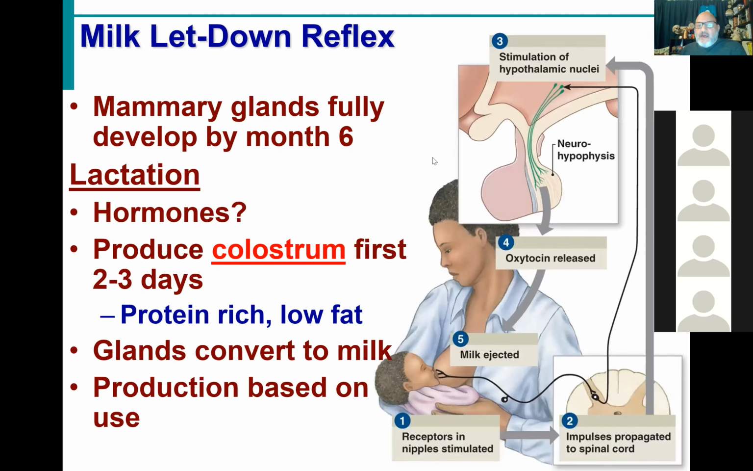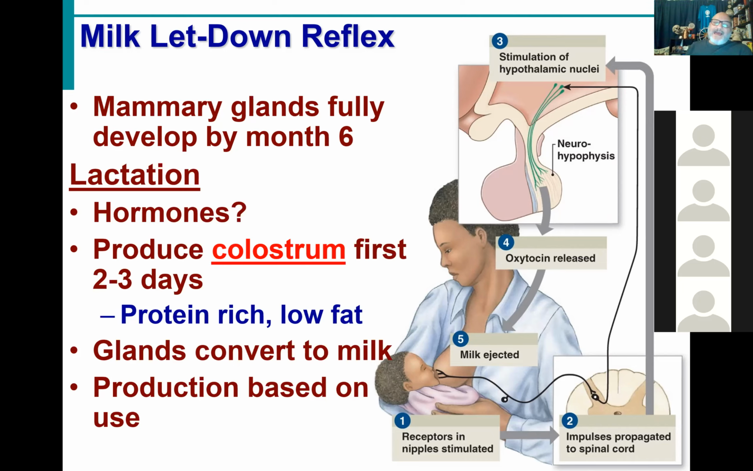And again, I think we talked about this, but it's another reflex arc. The stimulus is the baby sucking on the nipple. That stretch receptor sends a signal to the hypothalamus, and the hypothalamus neurally controls the posterior pituitary to release oxytocin, just like we saw in labor. And oxytocin causes the milk to let down. The baby is then able to drink the milk, and continues to suckle until the breast is drained.